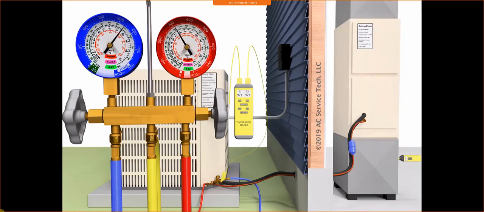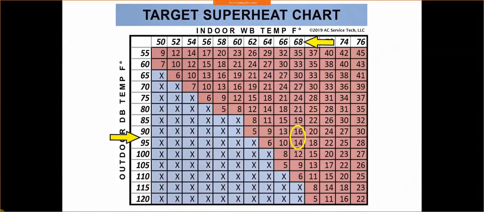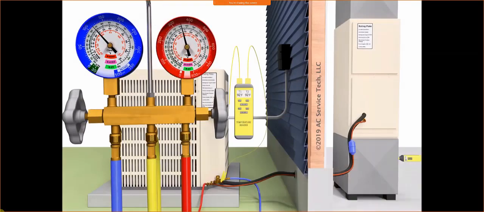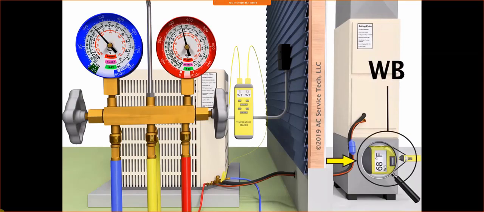And after that system is turned on, now you're going to be monitoring both the blue gauge and the red gauge. Now remember that our target superheat was right about 15 degrees of target superheat. But it's going to change, and the reason for that is the indoor wet bulb temperature is going to decrease as the system is running, and that's because you're reducing the humidity inside the building.